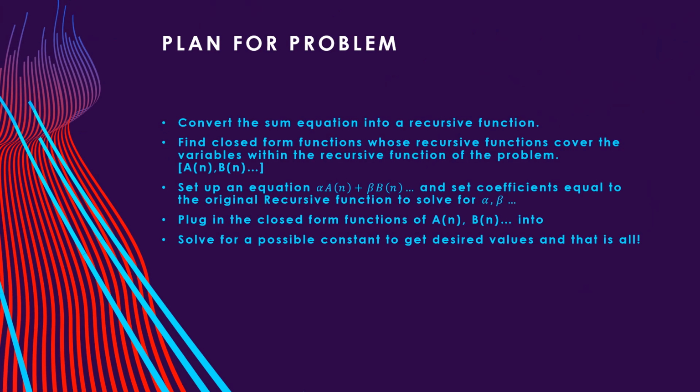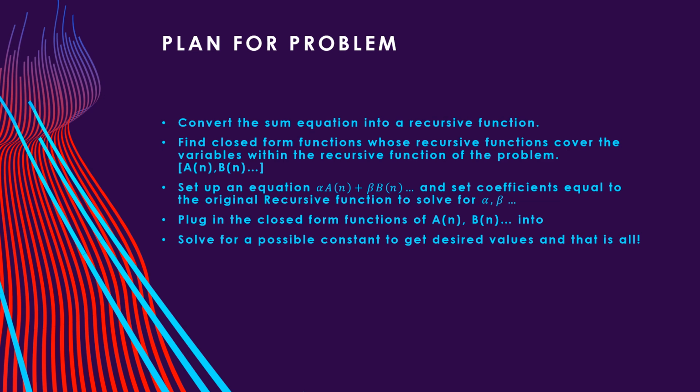So the first thing I'd like to discuss for this problem is the plan. We were given a sum and asked to do the repertoire method on it. And typically the repertoire method is done on recursive functions. So the first thing we would like to do is convert our sum into a recursive function. The next thing to do is to come up with closed form functions, a of n, b of n, and so on, that cover the variables that are found in our recursive function.